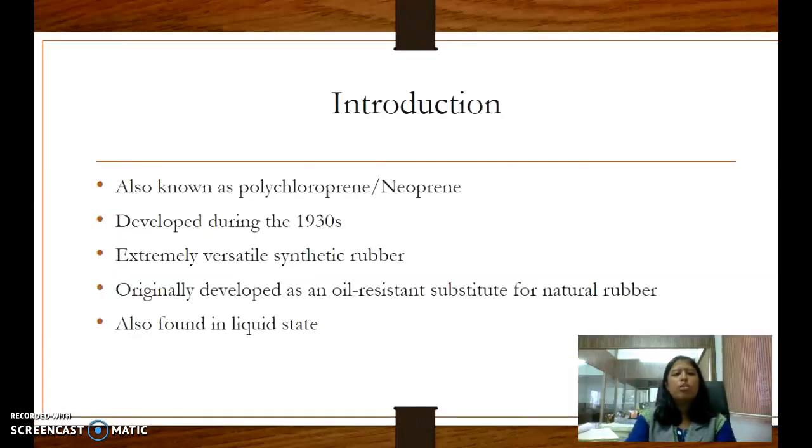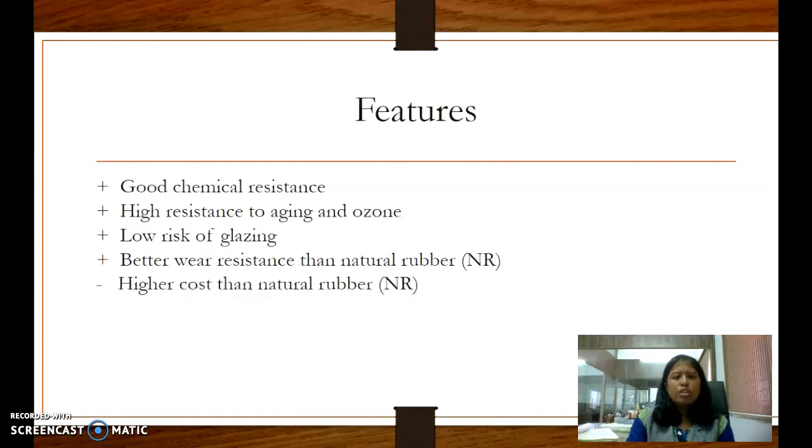Now, chloroprene is also known as polychloroprene or neoprene. It was developed during the 1930s, an extremely versatile synthetic rubber, developed as an oil-resistant substitute for natural rubber. There are various good features: good chemical resistance, high resistance to aging and ozone, low risk of glazing, better wear resistance than natural rubber, but higher cost than natural rubber. This is the negative side.